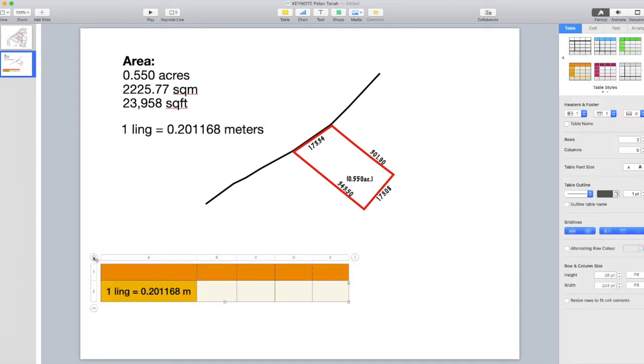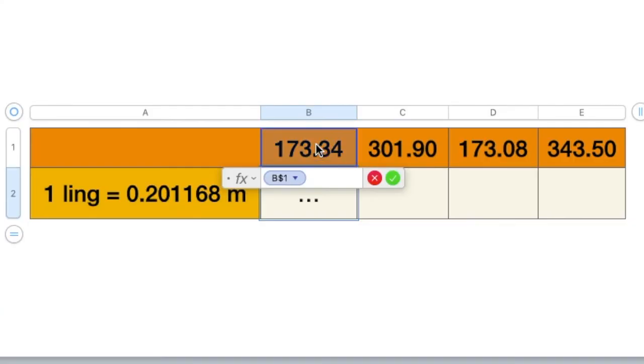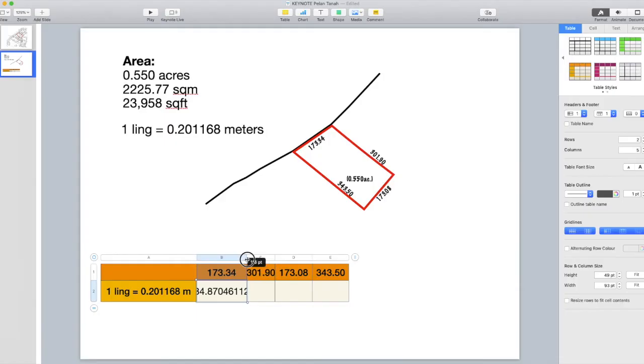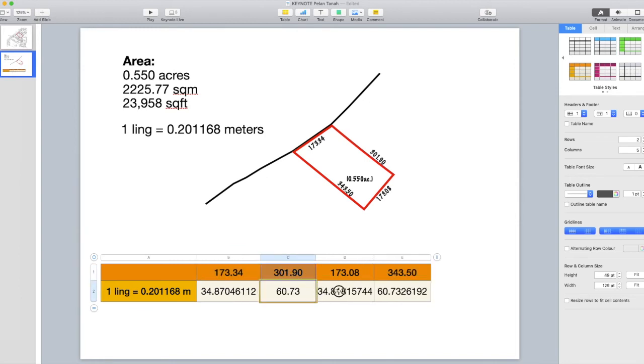Okay, so we have a table here, and then we know that one link is equivalent to 0.201168 meters. We add in the length here and the width. So we add in 173.34, 301.9, 173.08, 343.50. Okay, so we're going to just quickly do the formula. Take this times 0.201168. Okay, so we get this number here, and then we're going to do similarly for the other numbers here, and then we're going to quickly copy the formula.